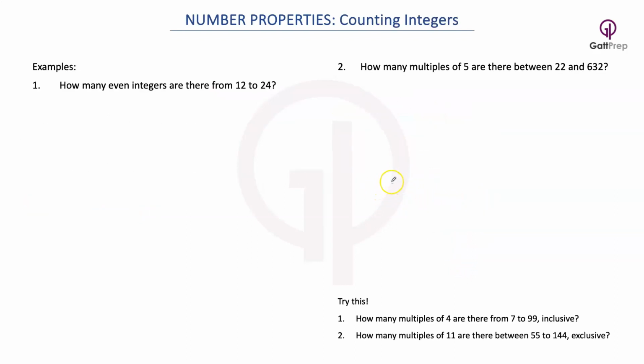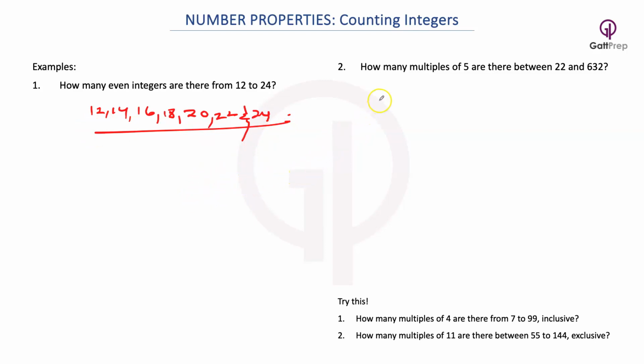Now, we'll take a look at counting integers under number properties. Take a look at this example. It says, how many even integers are there from 12 to 24? It is very easy to list all the even numbers from 12 to 24. We can say 12, 14, 16, 18, 20, 22, and 24. There are 7 terms.